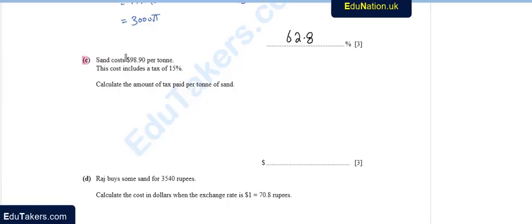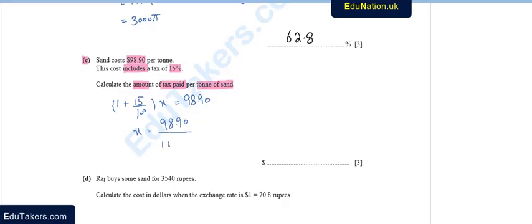Next is part C. Sand costs $98.90 per ton. This cost includes a tax of 15%. Calculate the amount of tax paid per ton of sand. For finding the tax, first we will find the original cost of sand. So 1 plus 15% of the original amount equals 98.90. From this we will calculate x.